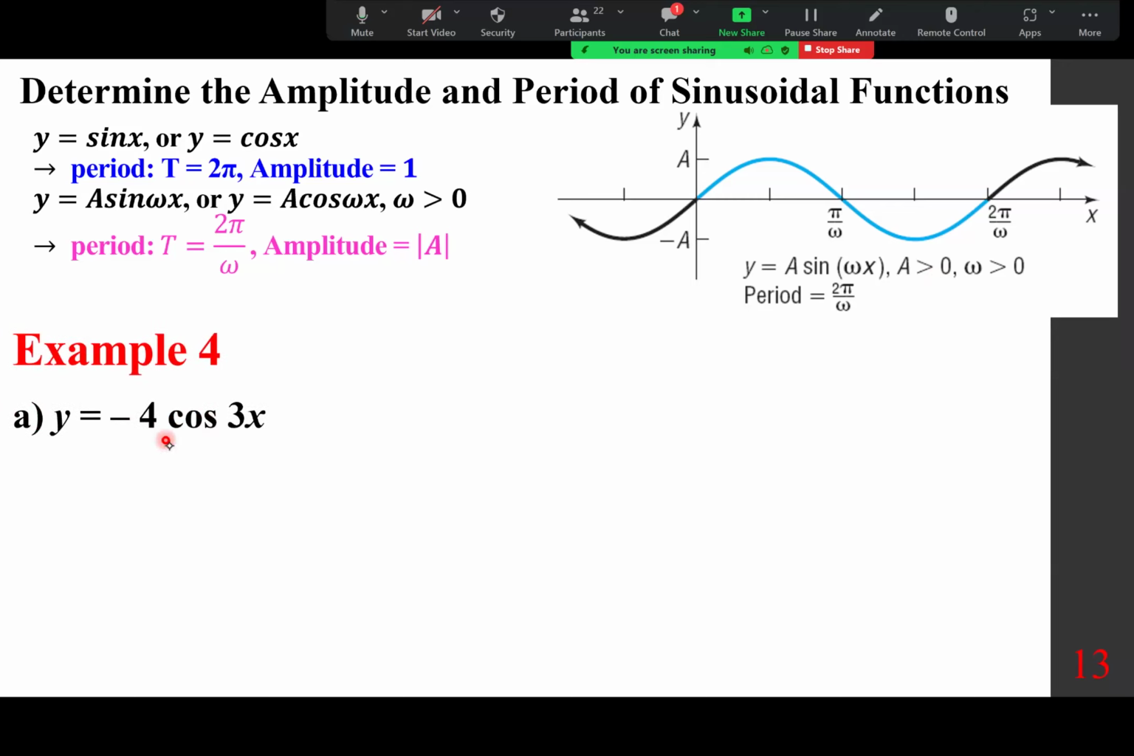Now, y equals negative 4 cosine 3x. Obviously, the amplitude is the absolute value of negative 4, which makes it 4. The period is t equals 2 pi over omega, 2 pi over 3.